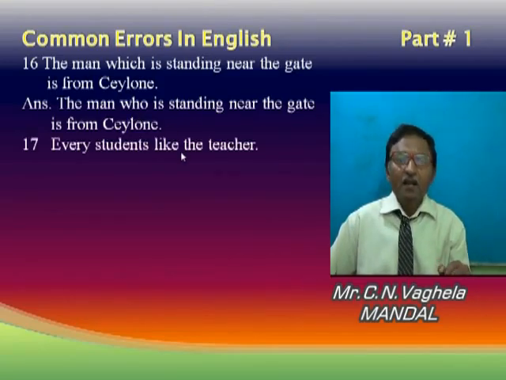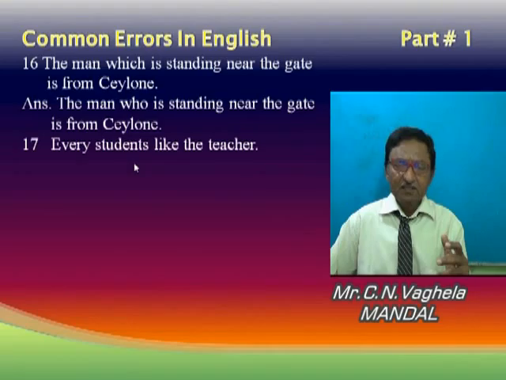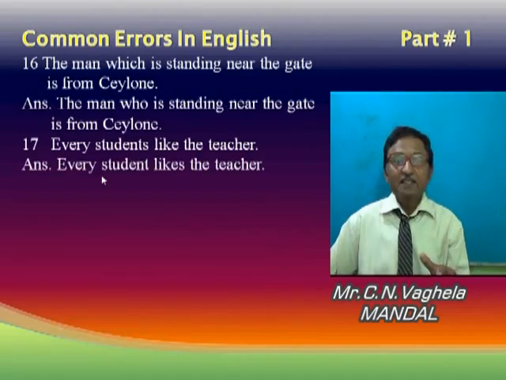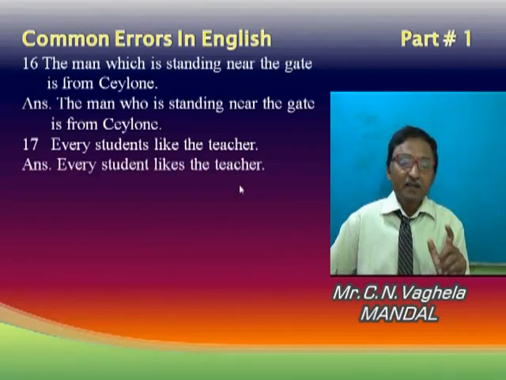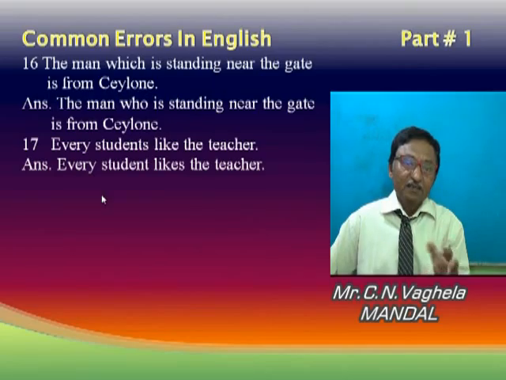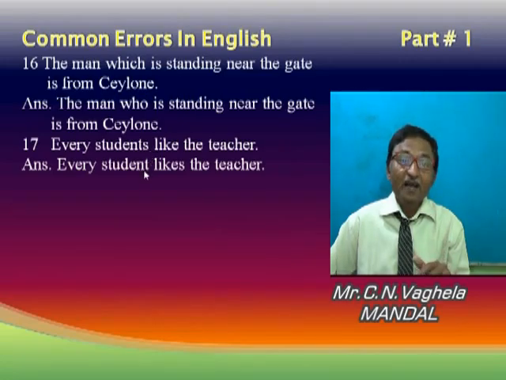Every student like the teacher. Now that is also a mistake. Not every student like, but every student likes the teacher. Here every means a single one, and it is singular only. Every students, that is wrong. Every student is singular, so every student likes the teacher. Students is plural, but here student is singular, so we say likes.